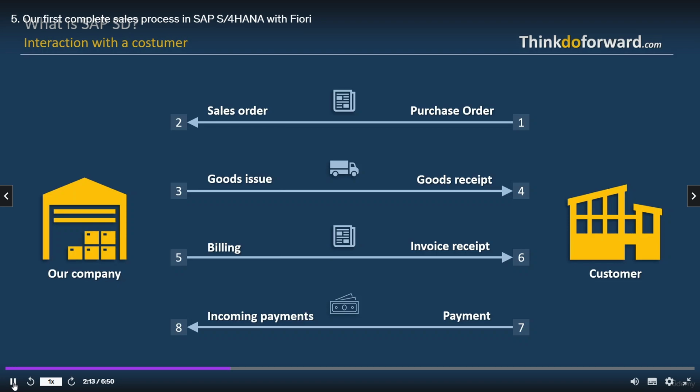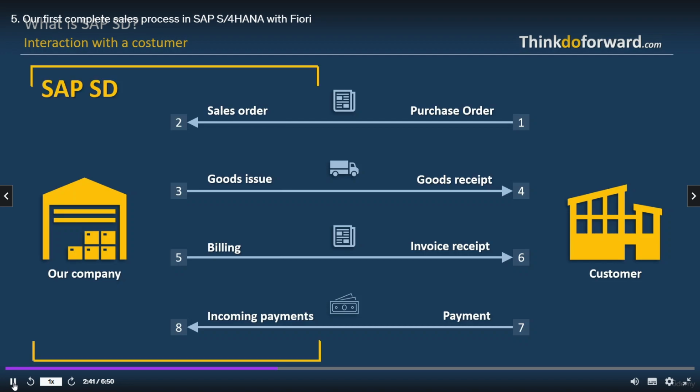And the last interaction within this flow is that the customer pays the invoice. From our perspective, it's the incoming payment, so we receive the money which we have billed to the customer, the amount of the billing document. For the sales process, this interaction will be finished by receiving the payment, the incoming payment. So these are the interaction areas between our company, the selling company, and the customer.